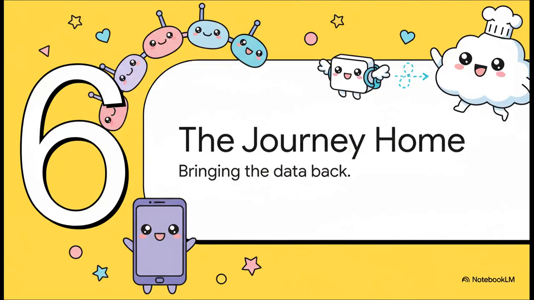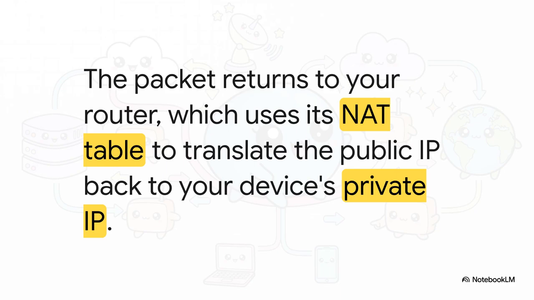So the server gets the request, processes it, and now it has to send a response. So it creates a brand new packet to send back to you. And guess what? The entire incredible journey we just witnessed happens all over again, just in reverse. That return packet zips across the internet, straight to your router's public IP address. And this is where the router's little secret NAT table becomes the hero. It looks at the packet, checks its notes, and goes, aha, I remember this conversation. This one is for the laptop at private address 192.168.1.10. It swaps the addresses and sends the packet home.